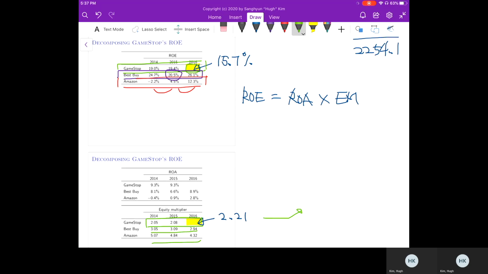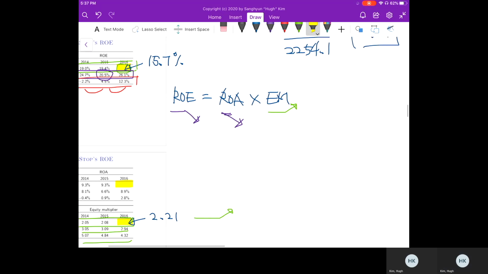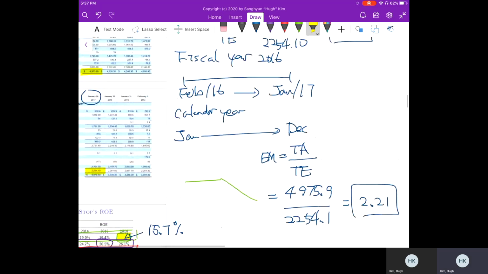Okay. And because this has gone up a little, if ROA stayed at the same level, then ROE should have gone up a little. But ROE has actually come down quite a bit. That must mean that ROA must have decreased quite a bit. Let's see if that's true. So ROA, okay.